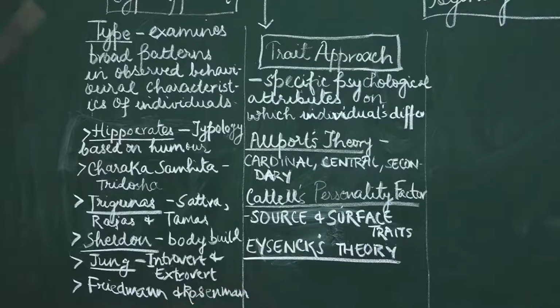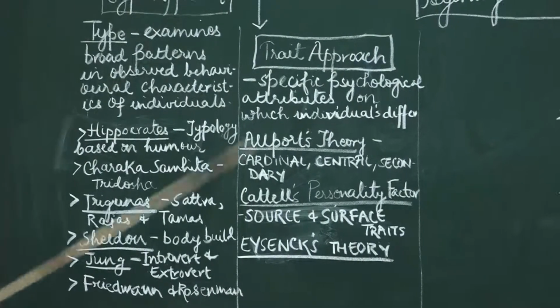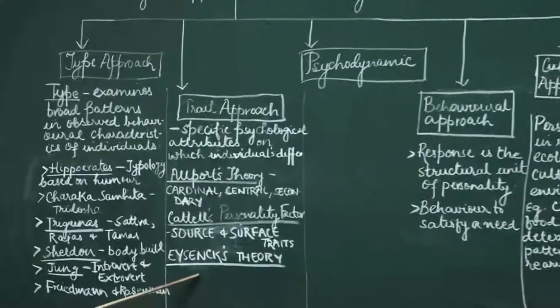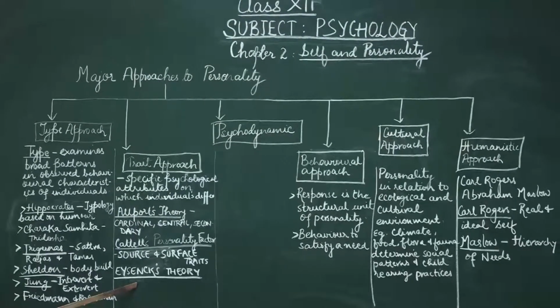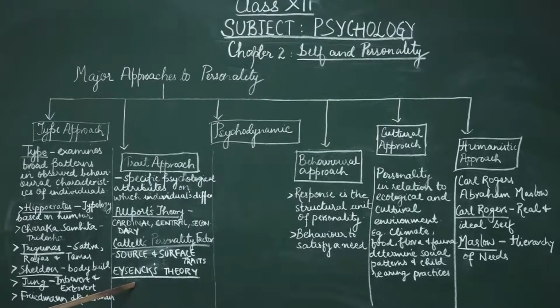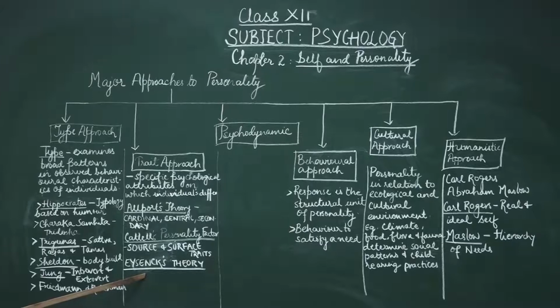H.J. Eysenck has classified people under three dimensions. The three dimensions are neuroticism versus emotional stability, extroversion versus introversion, and he proposed a third dimension which is called psychoticism versus sociability.